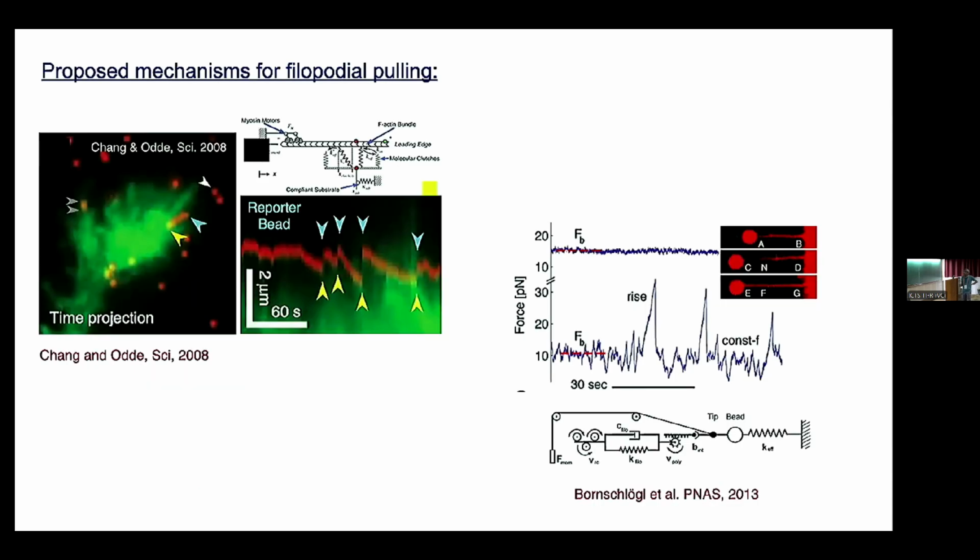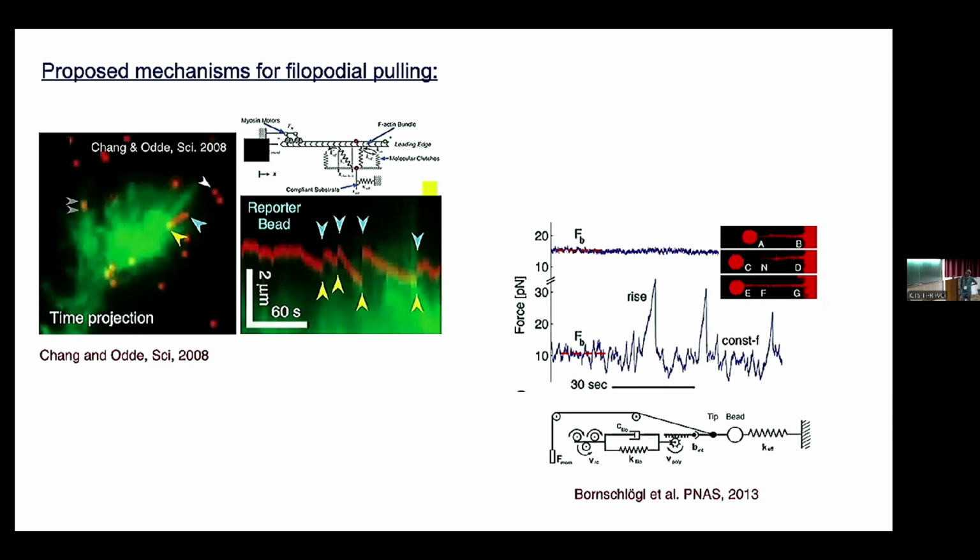So here are some early experiments. In this experiment, what they did is they put a cell which is producing these filopodia, and this cell is sticking on a deformable substrate. This deformable substrate has some fluorescent beads embedded in it. So whenever a filopodium is pulling, the bead which is embedded in the substrate gets displaced, and you can measure this displacement. And here you see these sawtooth-like pulling events which are happening.